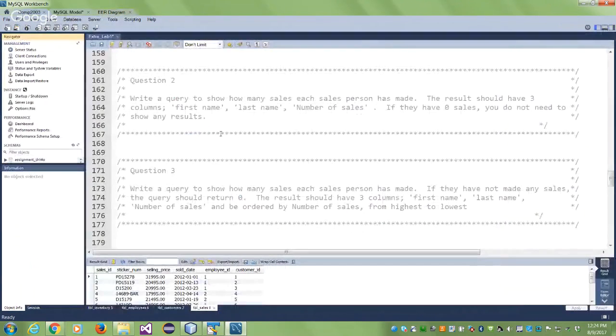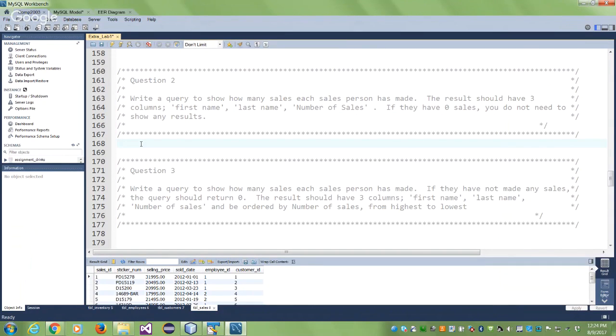So what do we want? We want sales each salesperson has made. The result should have 3 columns: first name, last name, number of sales. And if they have 0 sales, that means the count is 0, you do not need to show any results. So keep in mind, I'm saying how many sales. I'm not saying sale value. I'm saying how many sales has each salesperson made, which means what now?